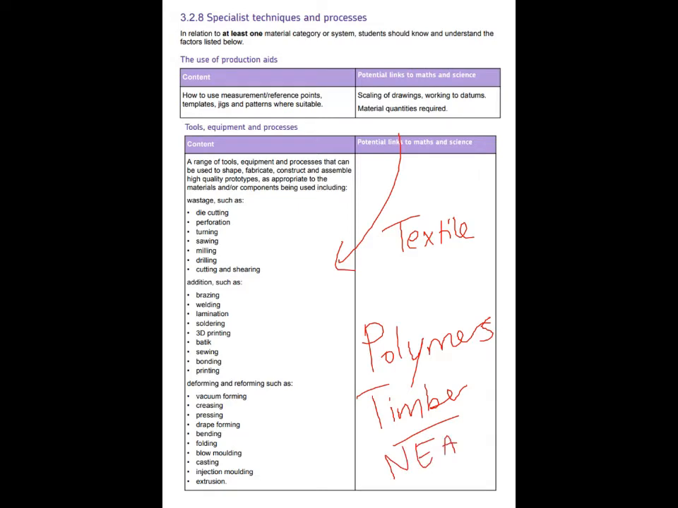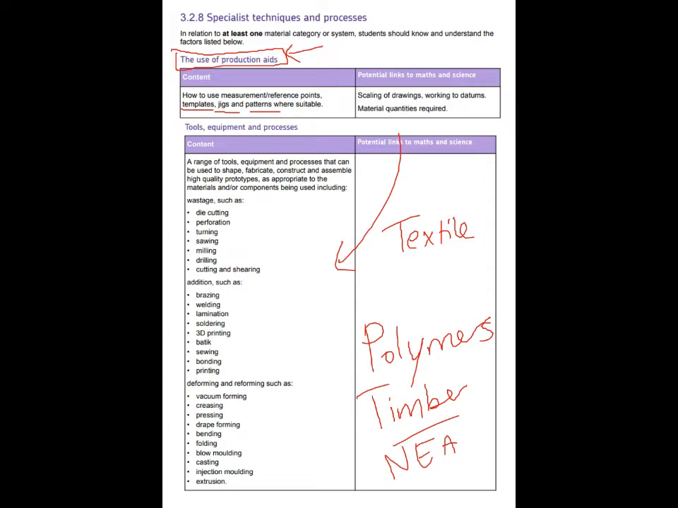Okay, so production aids, I have literally just done a video about production aids, so the use of things like templates and jigs and patterns. Have a look at those. There is a video on the VLE and on YouTube that gives you some of that. I've seen that come up in a question before. And then you need to have an awareness of some of these processes.